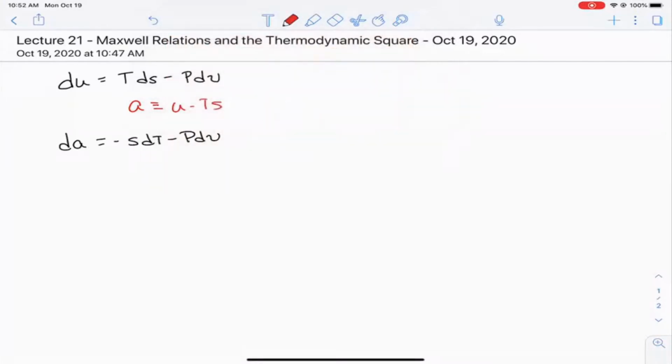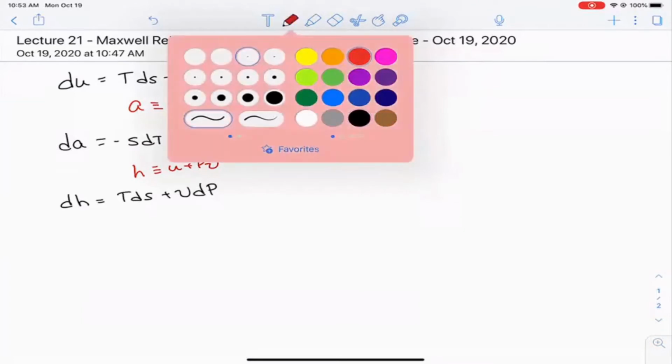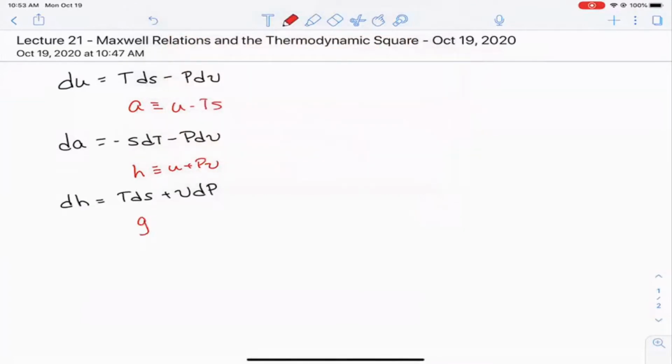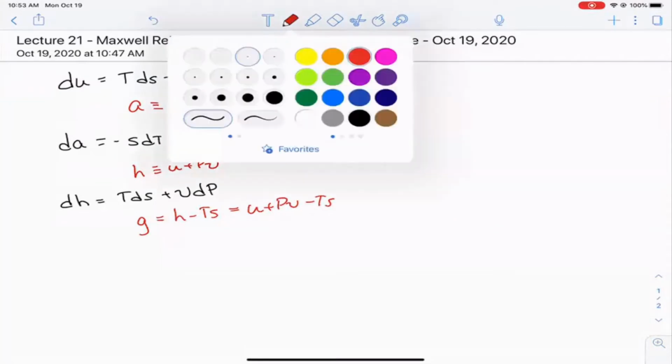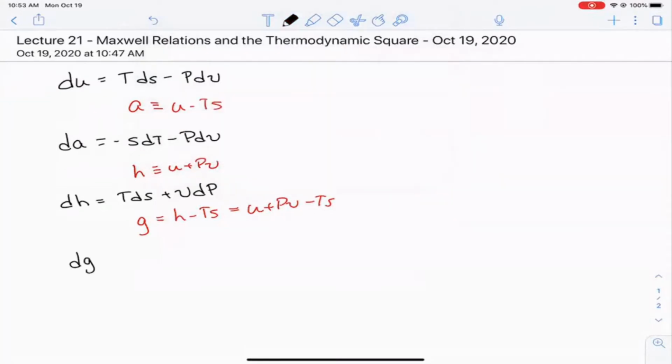We also defined enthalpy as U plus PV, and from there, we were able to find the differential for enthalpy, that dH is just TdS plus VdP. And then we also were able to define the Gibbs. You could say the Gibbs is either equal to H minus TS or U plus PV minus TS. And we found the differential for the Gibbs free energy as well. That's minus SdT plus VdP.